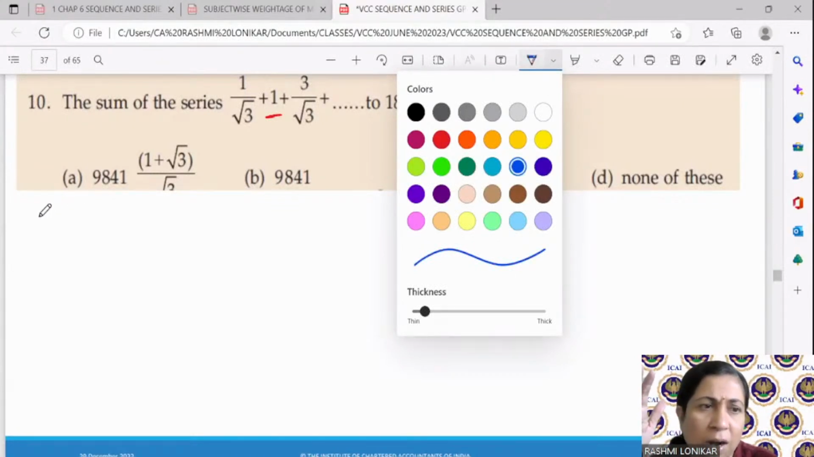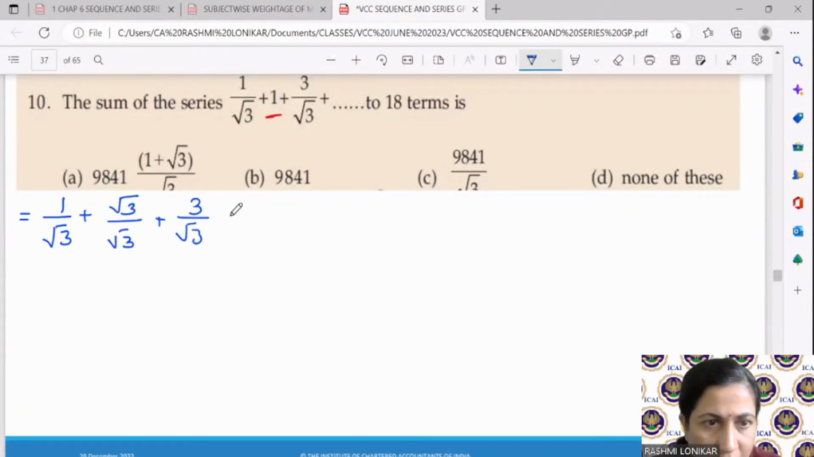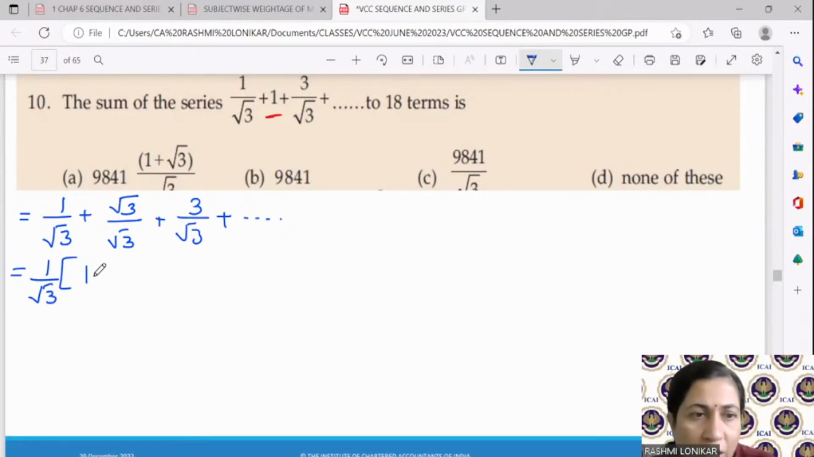And these are the smart things you will learn when you practice more. Okay, so this is written as 1 upon root 3 plus root 3 upon root 3 plus 3 upon root 3 plus so on. I can see root 3 is common in the denominator. I take it outside the bracket. So 1 upon root 3 I take outside the bracket. What am I left with? 1 plus root 3 plus 3 and so on.